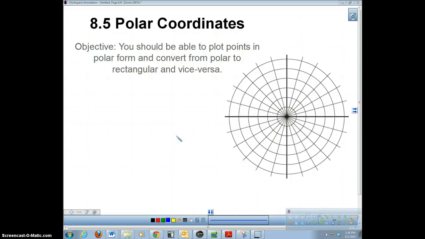Welcome to the video today. We are going to be talking about polar coordinates. So the objective for this is you should be able to plot points in polar form and convert from polar to rectangular and vice versa.